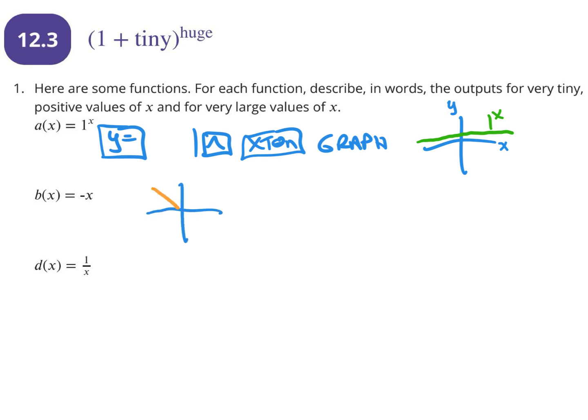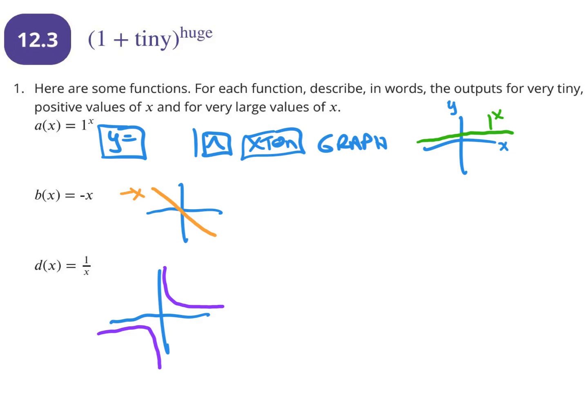Negative x will look like that at a negative 45-degree angle, or 315-degree angle. 1 over x will look like this. This is a reciprocal or an inverse function. And you're going to graph it. Looks like that. And basically what we're doing for these graphs is describing the end behavior.